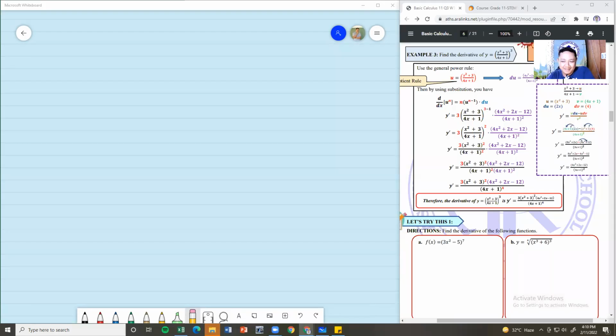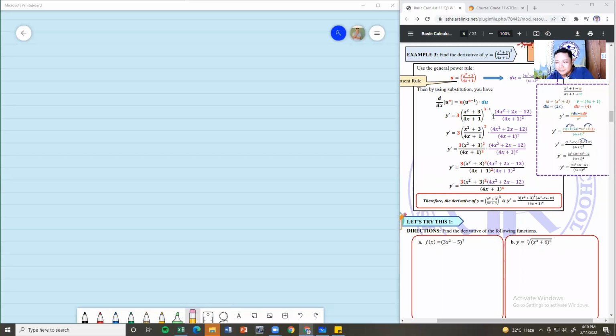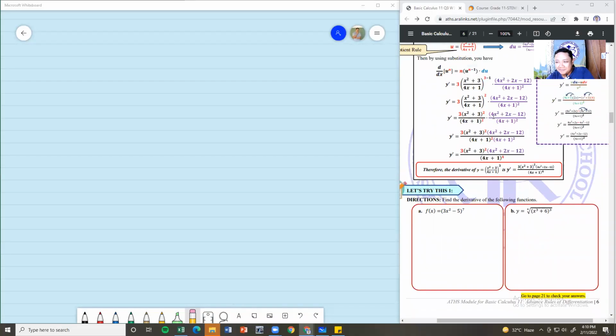The process just gets long, but as long as you are guided with the process, you will not be lost. Okay? Similarly with the quotient rule, it's the same. You will just follow the quotient rule. Okay? Okay na ba tayo or you want to try this? This one is also long. Or would you like to try it? Try it first. Okay? Next.